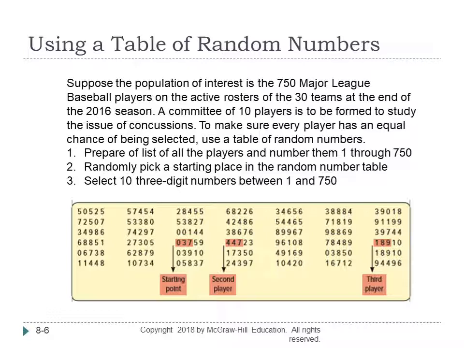So you can prepare a list of all the players. There's 750. You can number them 1 through 750. You can randomly pick a starting place. The players now are numbered from 1 to 750. So from the tables you can randomly pick a starting place. This is from the random table. Select 10 3-digit numbers between 1 and 750. Each of these digits will correspond to one of the players. These digits are selected randomly. So the selection of the 10 players will be a random selection.